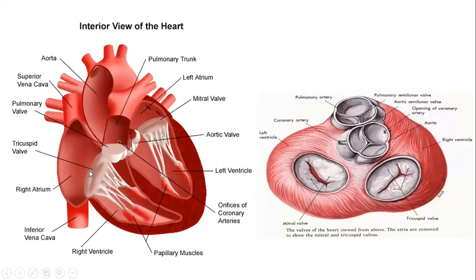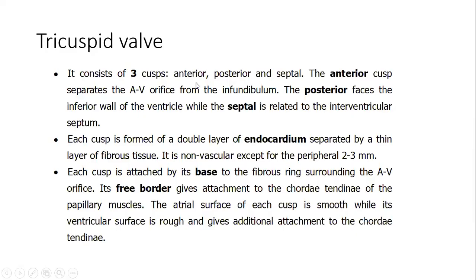So these are the three cusps. This is one cusp, second and third. This is the anterior cusp. Then we have the posterior, as well as the third one that is called the septal: anterior, posterior, as well as the septal. So the anterior cusp separates the AV orifice from the infundibulum.